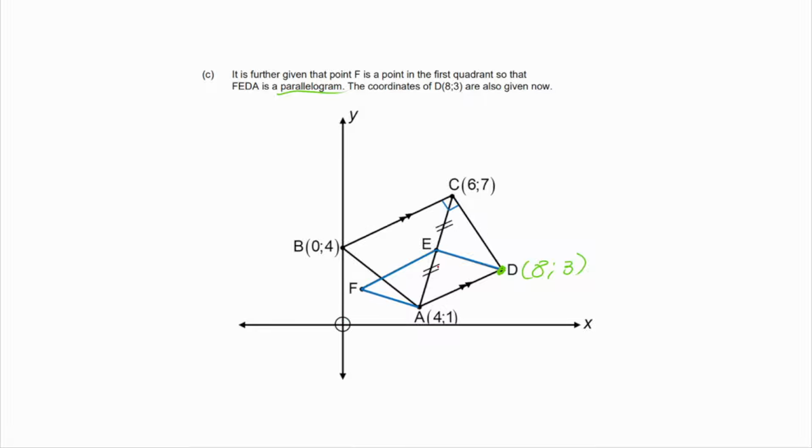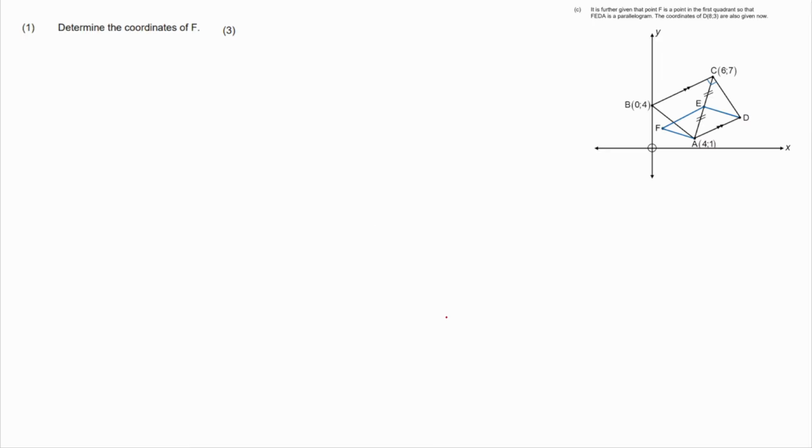All right. So it's a parallelogram. So we know that FE is parallel to AD. Okay, they haven't even asked a question yet. But now they say determine the coordinates of F. Okay, let's see what we know about F. F is the point of intersection of line AF and FE. Do we need to work out those things? Let's have a think. We know that this is 8, 3.